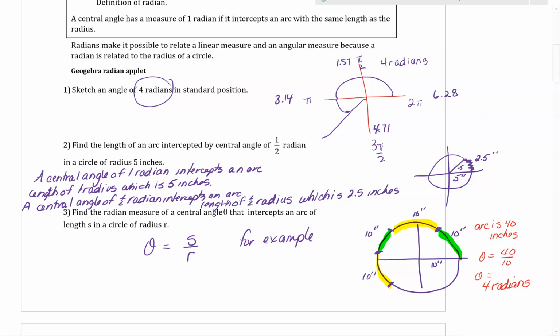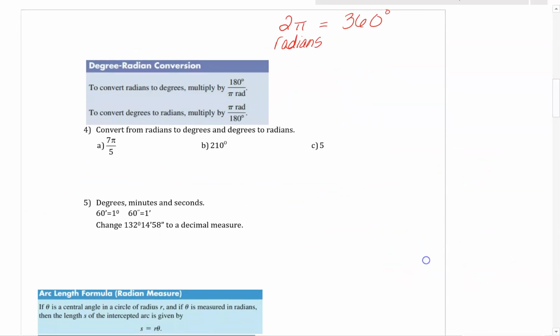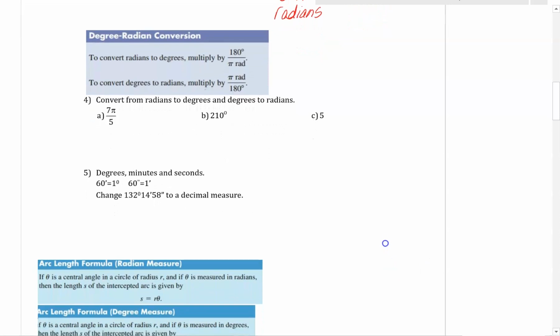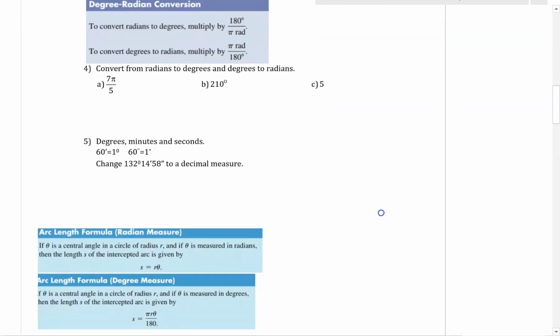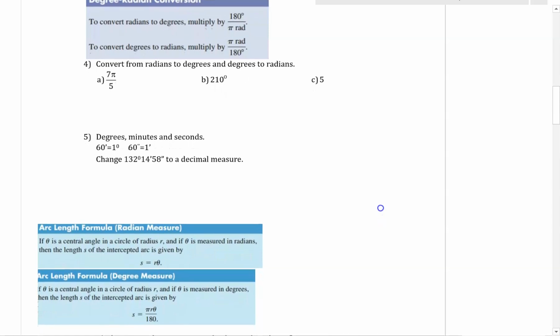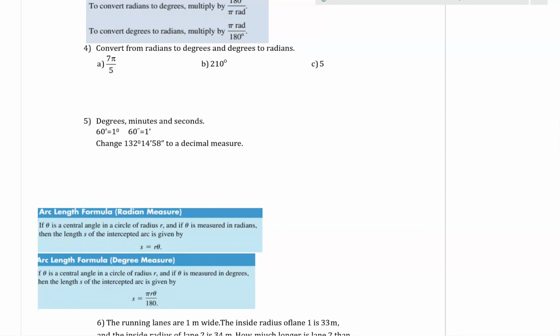So now we need to think about our next example. We know that 2 pi radians is 360 degrees, so to convert radians to degrees, we would multiply by 180 over pi. To convert degrees to radians, we would multiply by pi over 180. So go ahead and try for A, B, and C. Convert from radians to degrees and degrees to radians. Pause the video and give it a try.